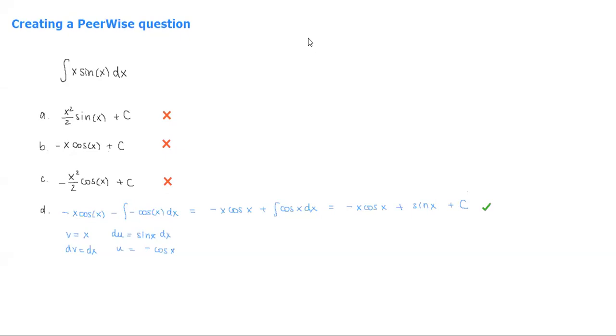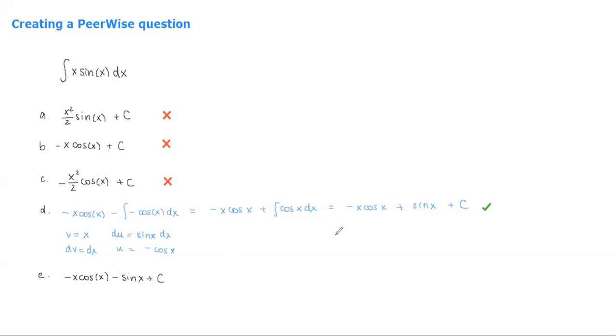And then just for the fun of it, I'm going to create a final possible wrong answer, which is going to be basically the same expression that I have over here, but maybe somebody forgot that minus times minus makes a plus, or maybe somebody thought that the integral of cosine of x was minus sine of x and not sine of x. So my last wrong answer is going to be minus x times cosine of x minus sine of x plus c, right?